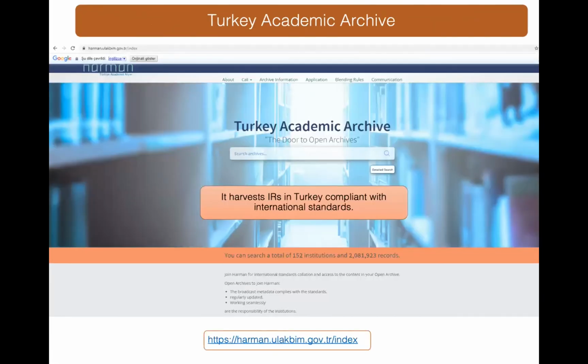Another important issue, as I mentioned before, is the Turkish Academic Archive. It harvests institutional repositories in Turkey, compliant with international standards. More than 152 institutions are harvested in the Turkish Academic Archive, and they have around 2 million records.